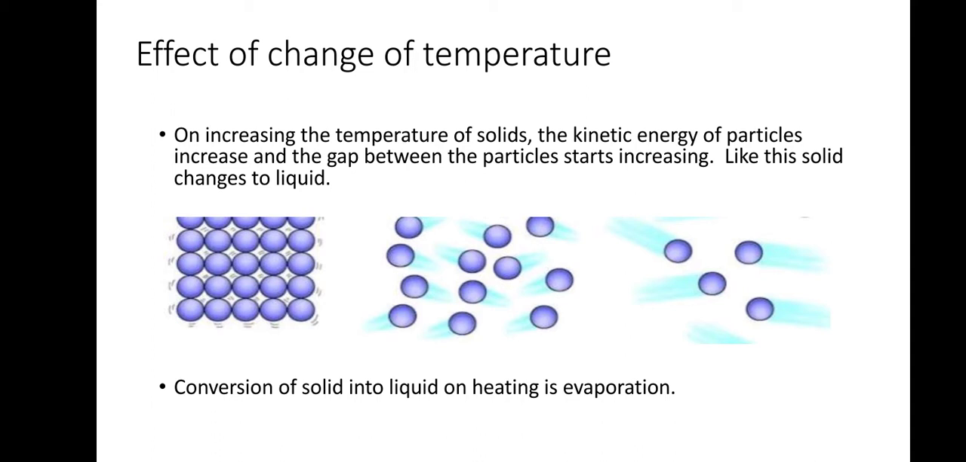Effect of change of temperature. On changing the temperature of solids, the kinetic energy of particles increases and the gap between the particles starts increasing. Like this, solid changes to liquid. You can see that the particles are very closely packed, but as the temperature is increased, the gap between the particles starts increasing. This is due to the increase in temperature. This increases the kinetic energy of the particles.